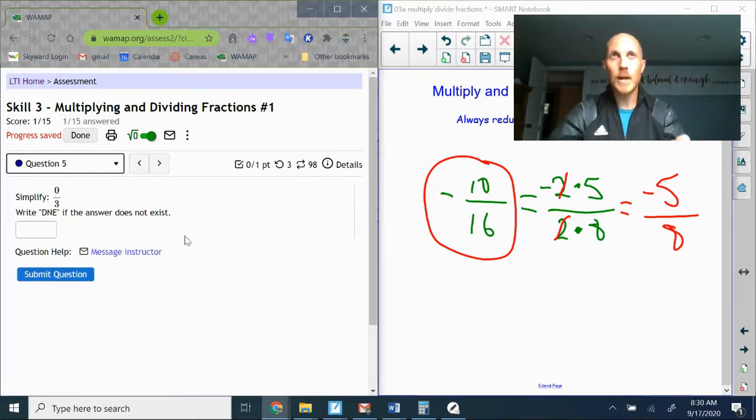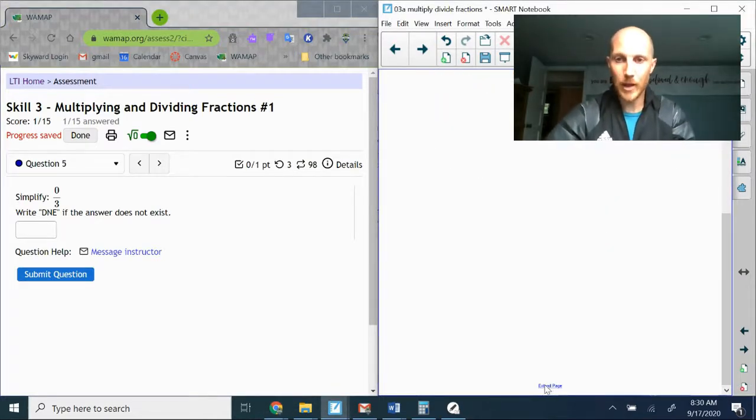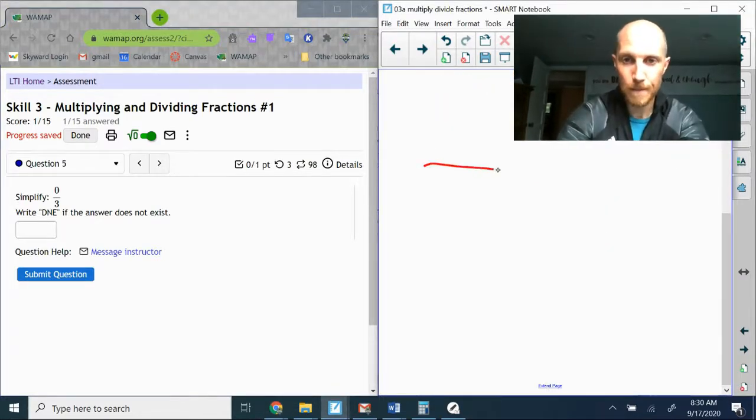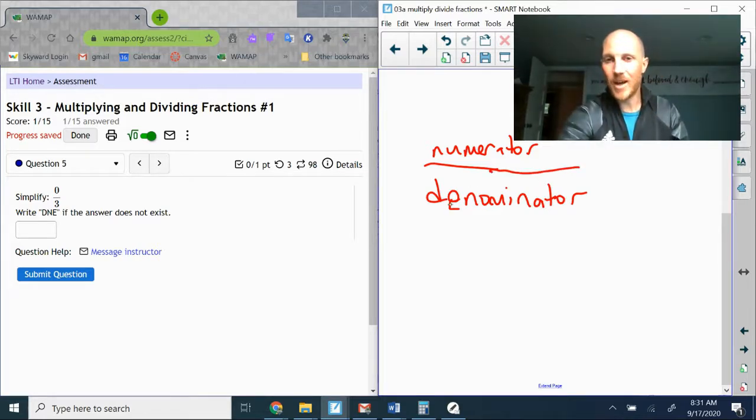So we need to remember what the parts of fractions mean, right? So anytime I have a fraction, it's got a numerator on top, denominator on the bottom. My fraction line is not big enough. Okay, so a denominator, that's the bottom number, that tells me the value of the fraction, right?